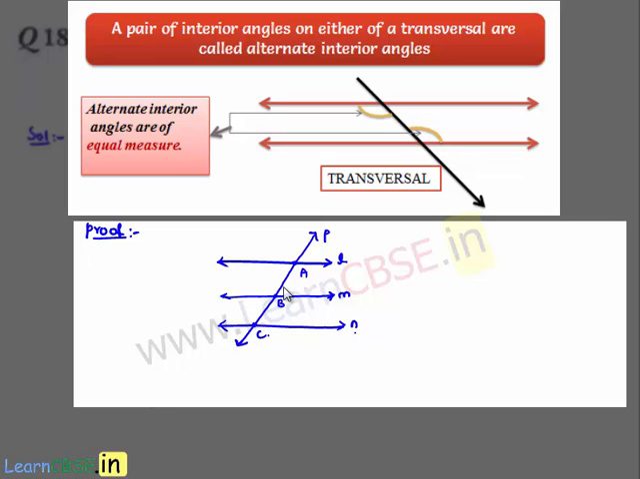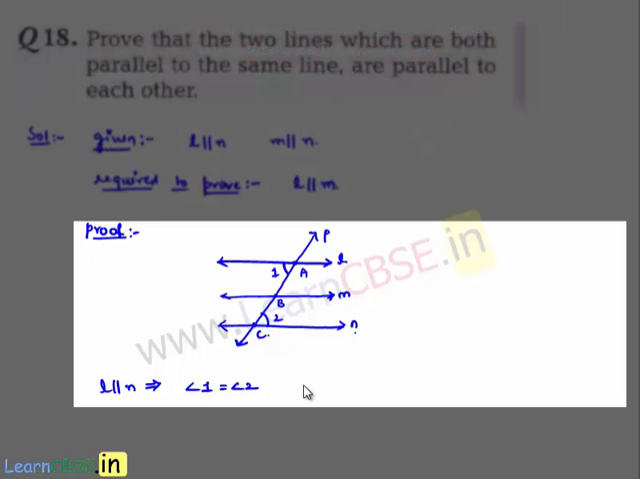Then as L is parallel to N, we can say that the alternate interior angles will be equal. Therefore here let us name this angle as angle 1 and let us name the alternate interior angle of 1 as angle 2 on line L. Therefore angle 1 is equal to angle 2.